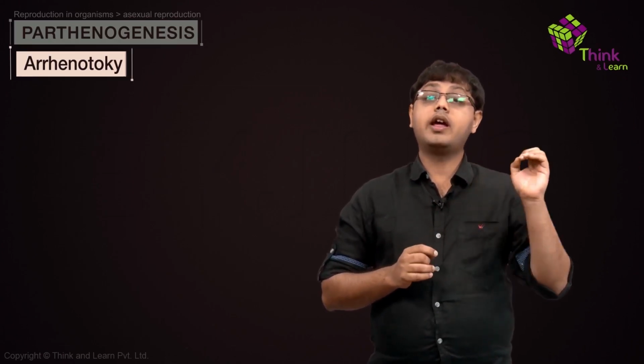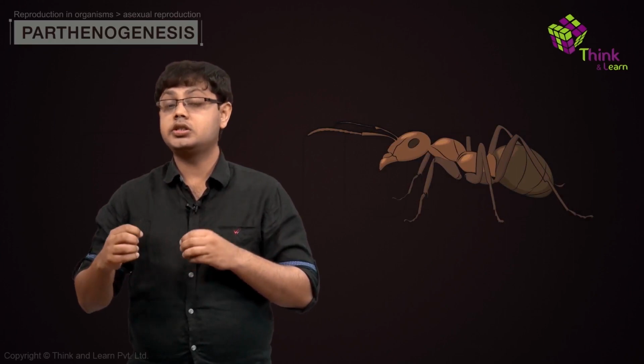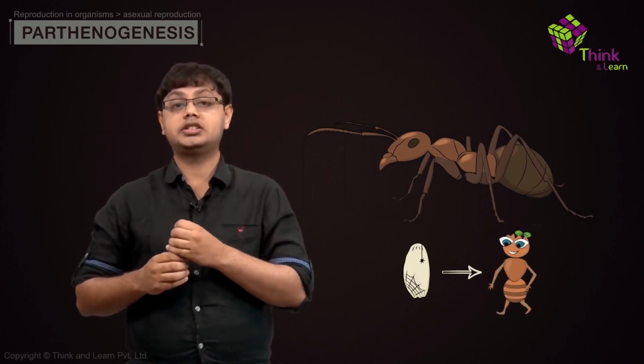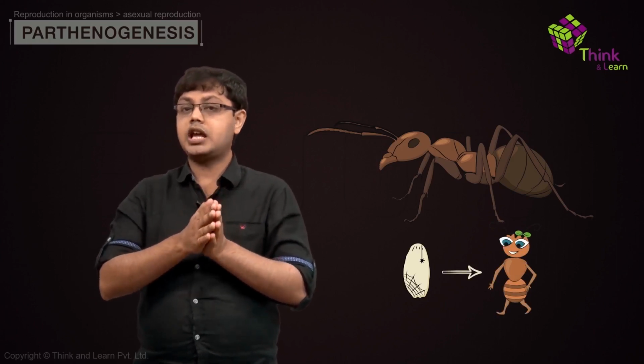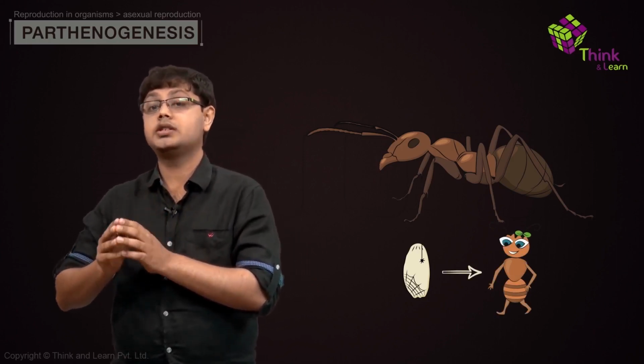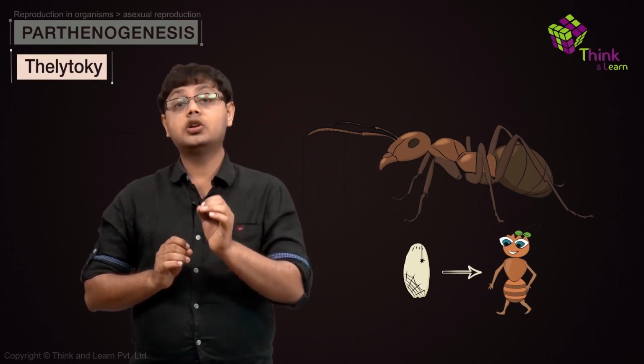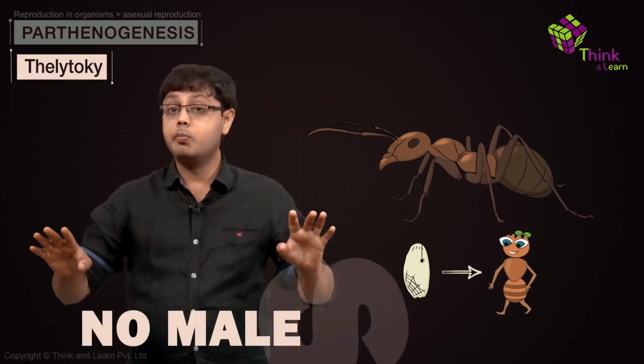There are even more extreme types. Worker ants of a couple of ant species can lay eggs which give rise to other females without fertilization. This specific type of haplodiploid parthenogenesis is called thelytoky. So, a thelytokous population has no males.